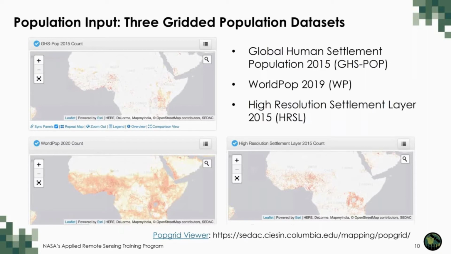Recognizing that there are many gridded population products available to users, we ran the analysis with 3 different data sets and compared the results between data sets. The data products we selected are the Global Human Settlement Population Layer for year 2015, or GHS POP, the WorldPop dataset for year 2019, or WP, and the High Resolution Settlement Layer for year 2015, or HRSL. Each of these gridded population products are produced by members of the POPGRID collaborative, and all the datasets are viewable in the POPGRID viewer shown previously in this webinar.